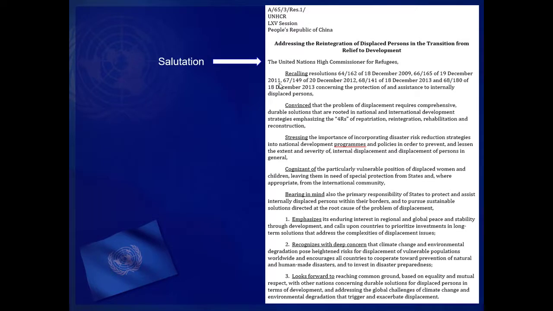Next comes the salutation. In general, the salutation is the committee to which the resolution is addressed. In this case, it's the UN High Commissioner for Refugees. If this were a Security Council resolution, it would read the Security Council. Note that the salutation is always followed by a comma.